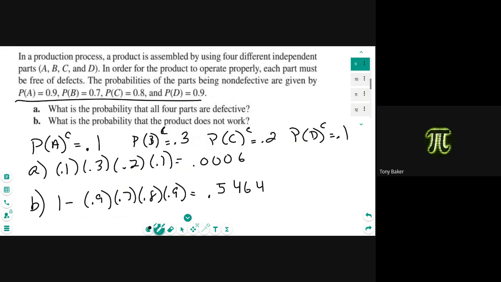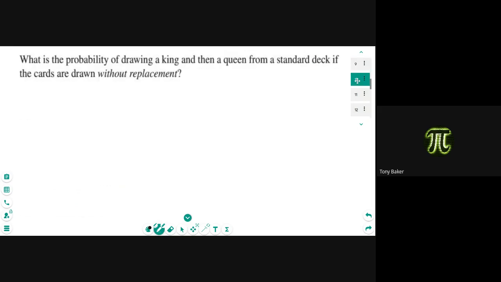So again, when you're doing these problems, a lot of it comes down to reading what they're asking you for. It's not always going to be just take a couple numbers, multiply and get the answer. So we have to really think about what they're actually asking you. All right. What about this one? What's the probability of drawing a king and then a queen from a standard deck of cards?